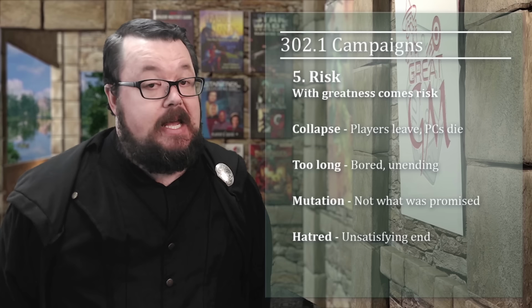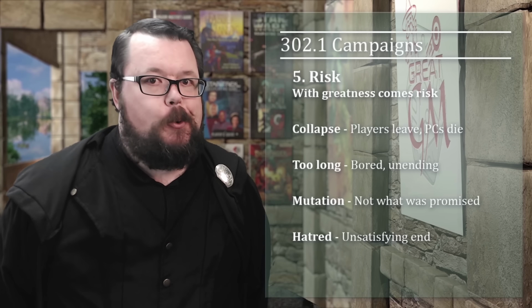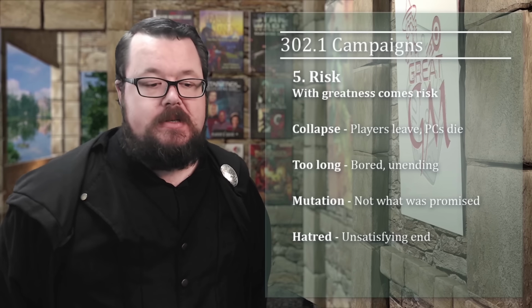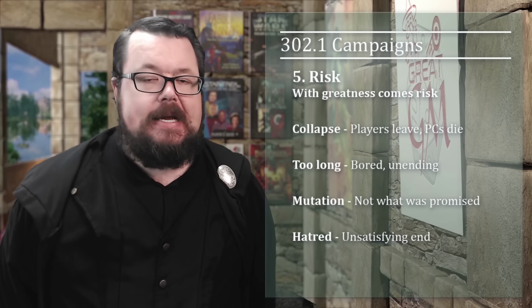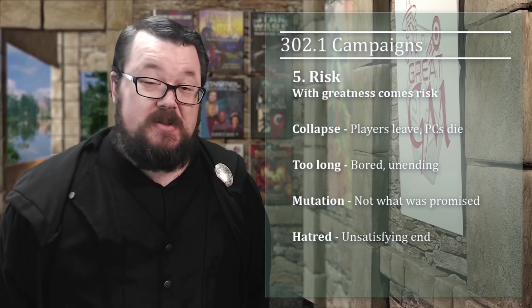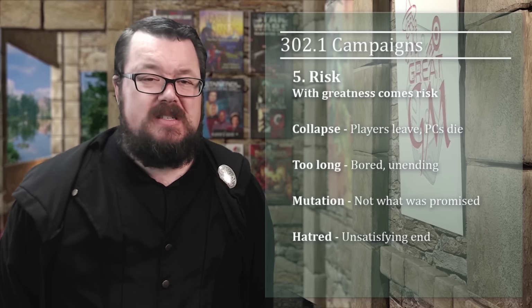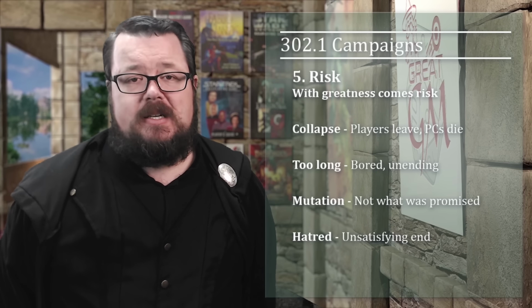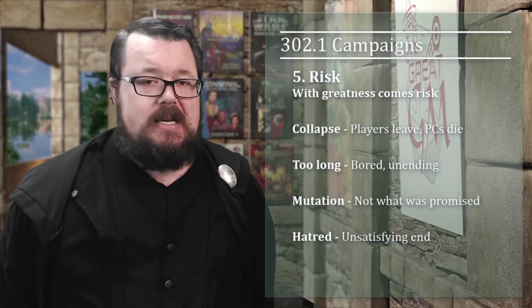It could mutate. Not that kind of mutation. A campaign that starts off as ostensibly a horror campaign, if by the end of it everyone's Care Bears and unicorns, or towards the middle of it they're Care Bears and unicorns, and then by the end of it they're flying in spaceships, I don't know what kind of circus this is, but it's not what I signed up for.